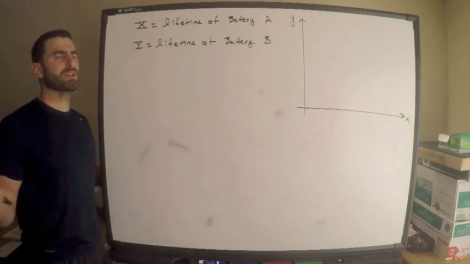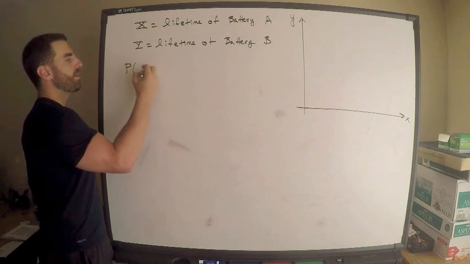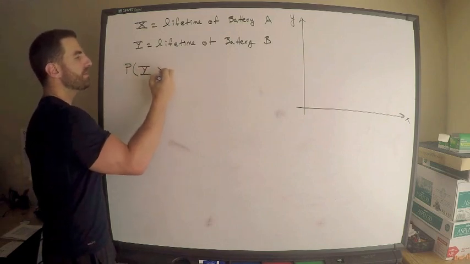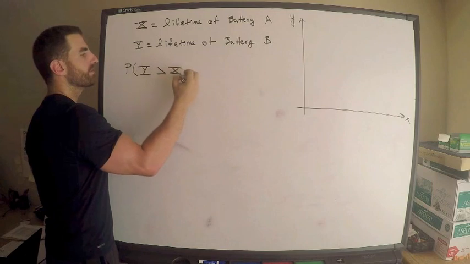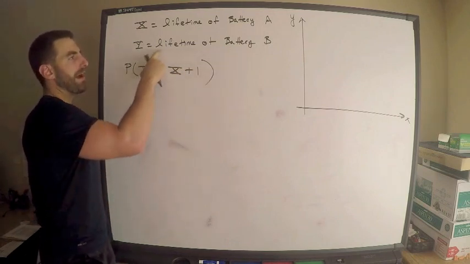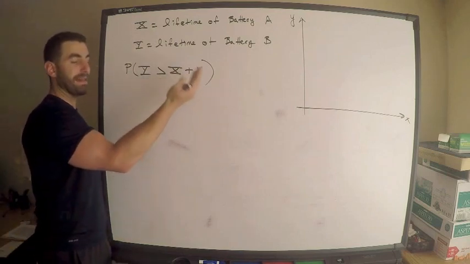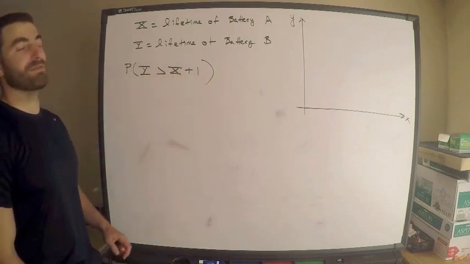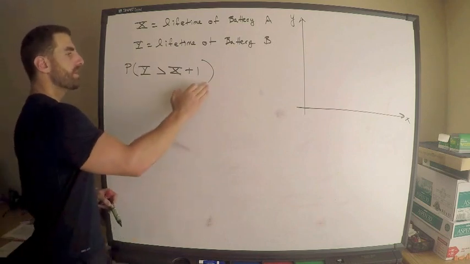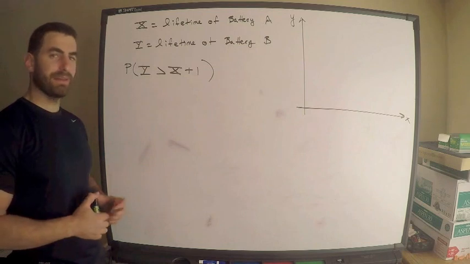Always, as usual, read the question 5 to 100 times. This is what we want: the probability that Y is strictly greater than X plus 1. So we want the lifetime of battery B to last at least an hour more than battery A. We are given that these lifetimes are independent.